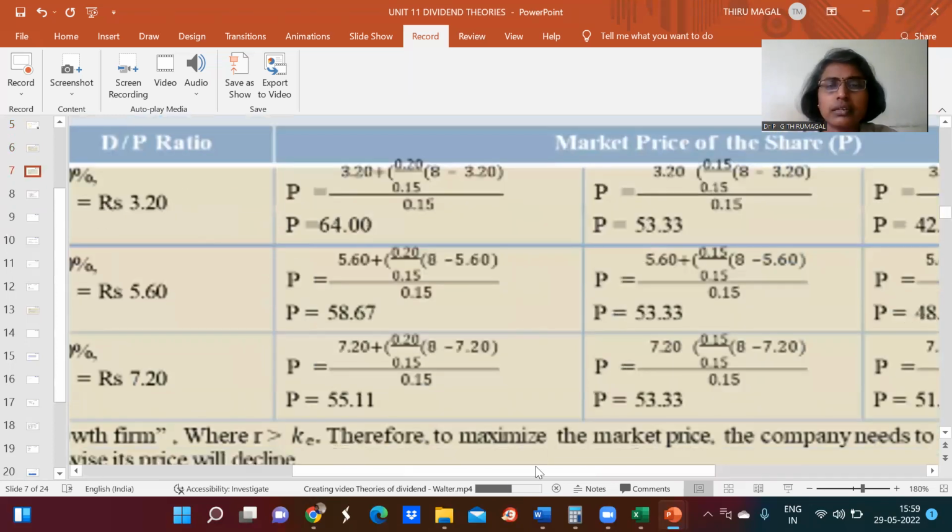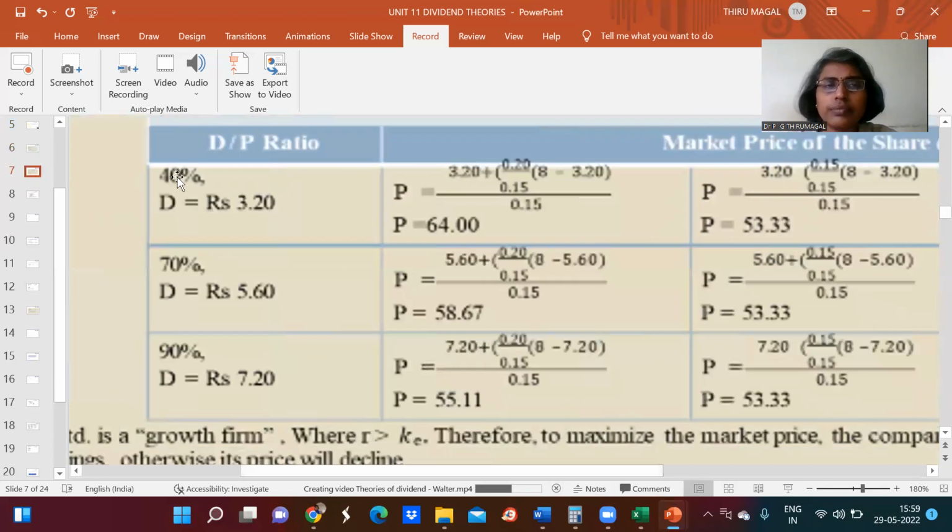So for company X, when the payout ratio is 40%, what is the dividend value? The exact dividend rate is not given, because depending upon the dividend payout ratio, the dividend per share varies. So when payout ratio is 40%, EPS is 8, and 40% of 8 is 8 into 40 by 100. So dividend per share is 3.20.